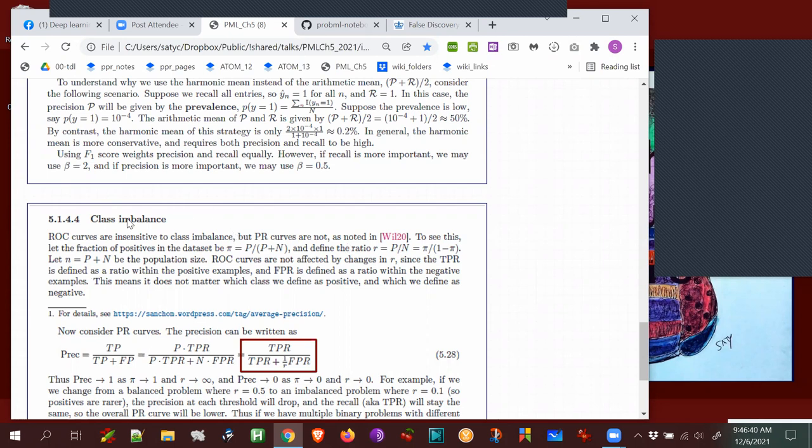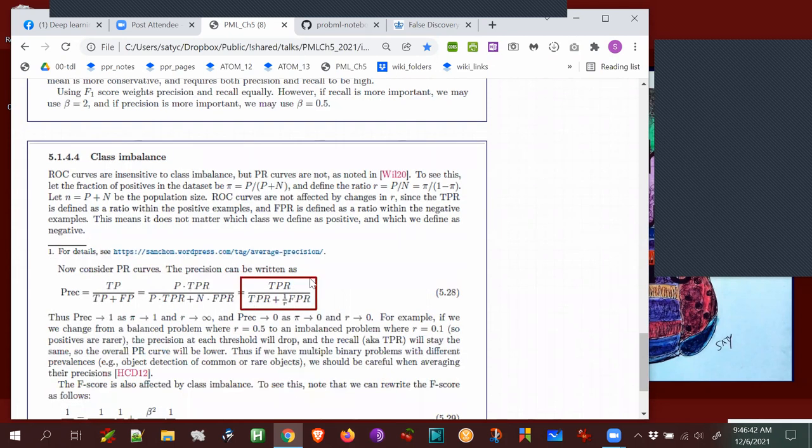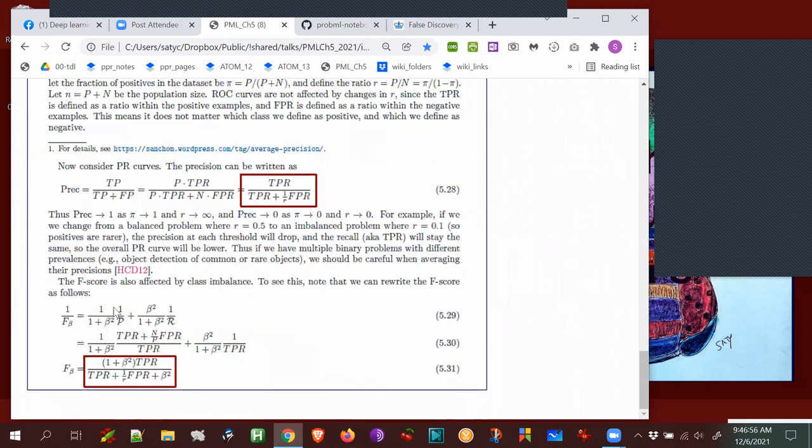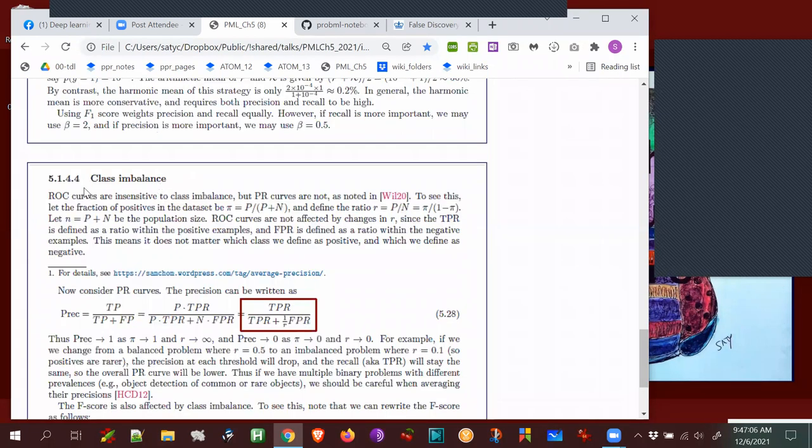On the other hand, precision will actually change when the fraction changes, when R changes. That is because you can rewrite precision in terms of R. Again, I'll let you work this formula out, but there it is. So this one has a dependence on R, whereas ROC does not. Okay, so those are different things you're able to do with these quantities. Again, you have the same F beta formula right there in terms of R. So the point is that class imbalance does not affect ROC curves, but class imbalance will affect PR curves.